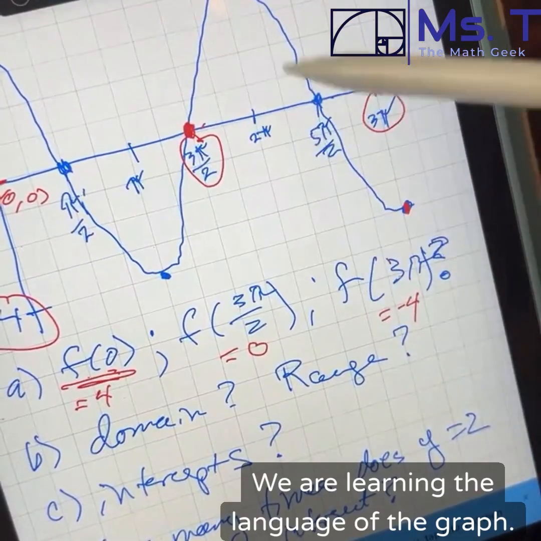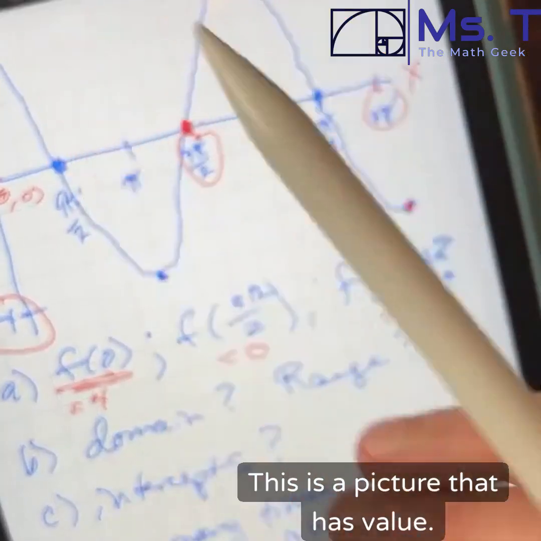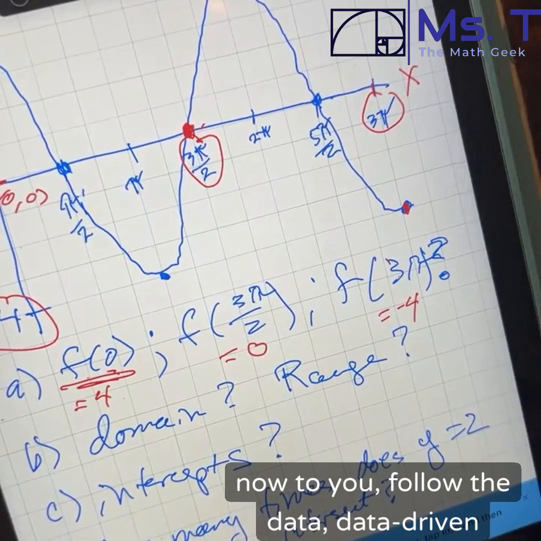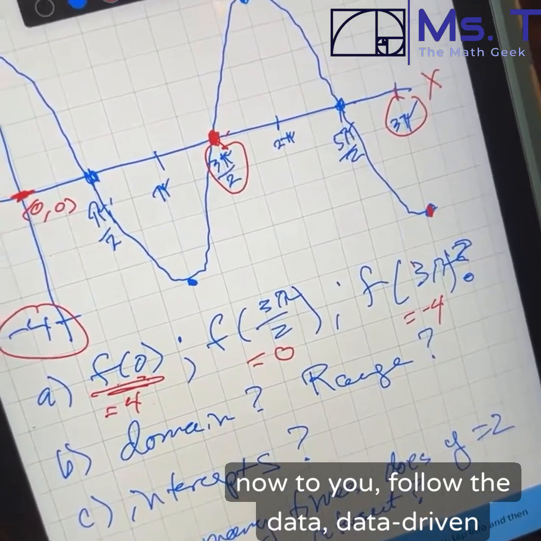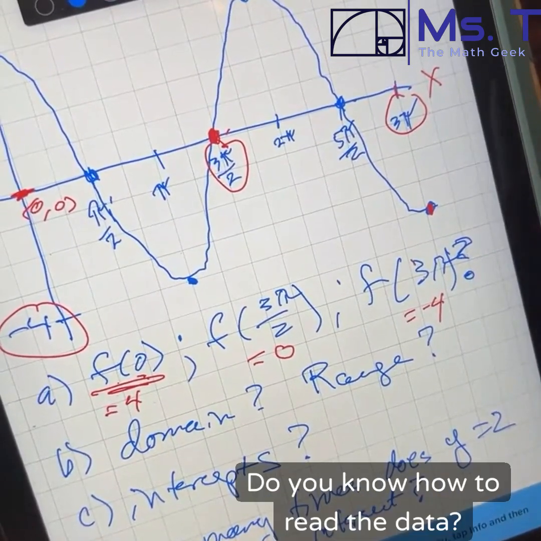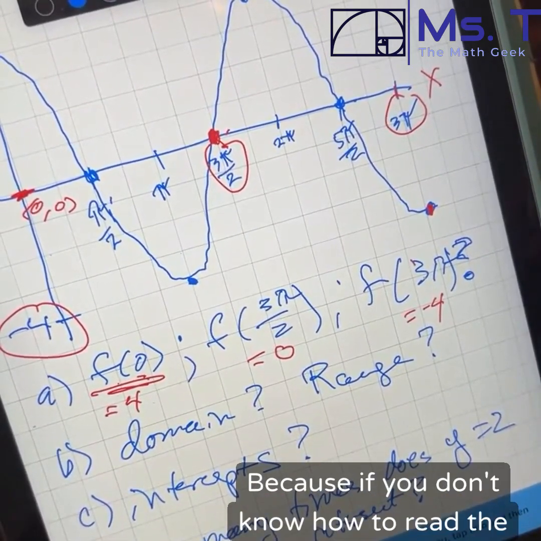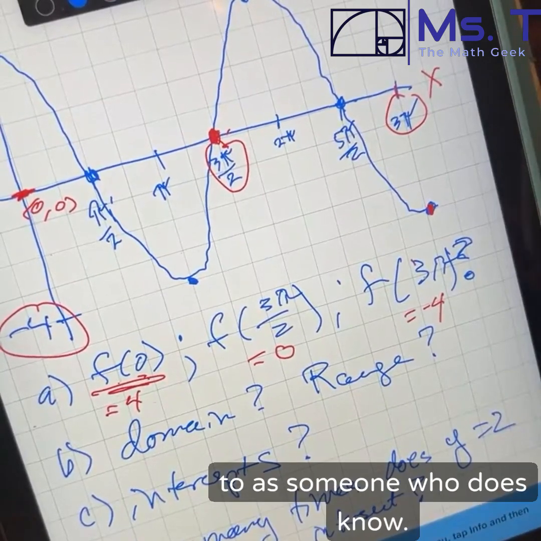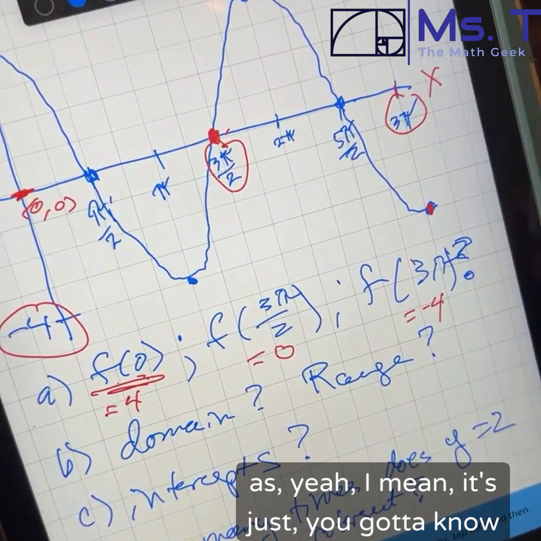We are learning the language of the graph. This is a picture that has value. How many times do you have people say to you, follow the data, data-driven decisions? Do you know how to read the data? Because if you don't know how to read the data, you are just as susceptible to being lied to as someone who does know. You've got to know what you're talking about.